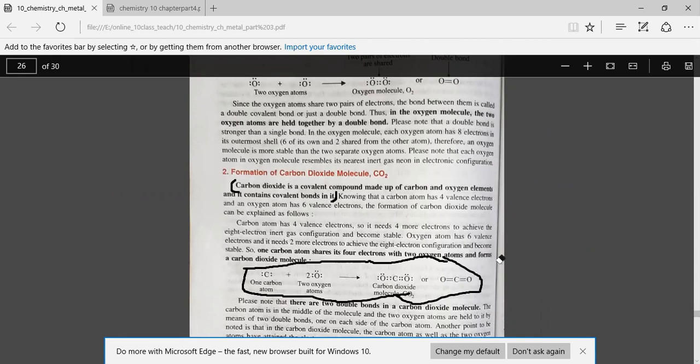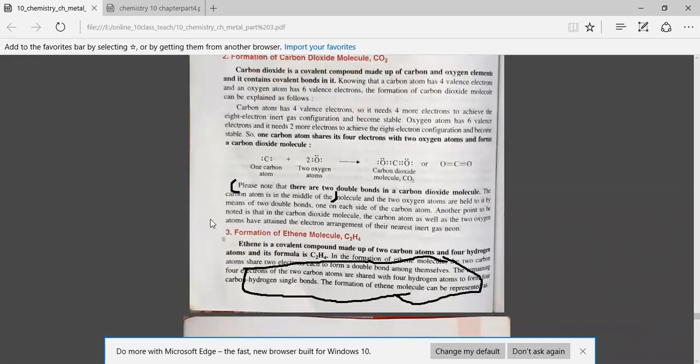Next, the formation of the ethene molecule, C2H4. Ethene is a covalent compound made up of two carbon and four hydrogen atoms. So we have two carbon atoms and four hydrogen atoms. The four hydrogen atoms will provide four electrons.